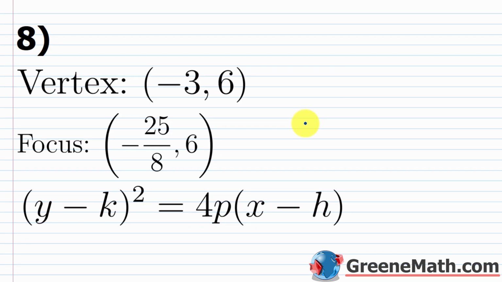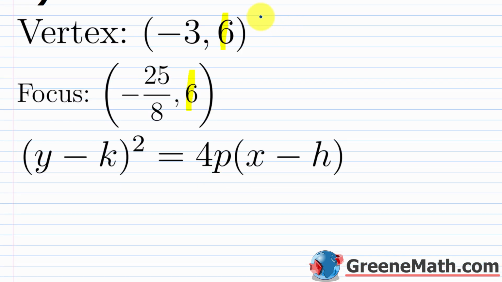All right, let's take a look at problem 8. So here we're given that the vertex is -3, 6, and the focus is at -25/8, 6. So once again, we know we have a horizontal parabola. This y-coordinate is 6, this y-coordinate is 6, so we're traveling horizontally to go from the vertex to the focus. So we're going to use this guy right here. So you just plug in what you know. Let me put this off to the side.